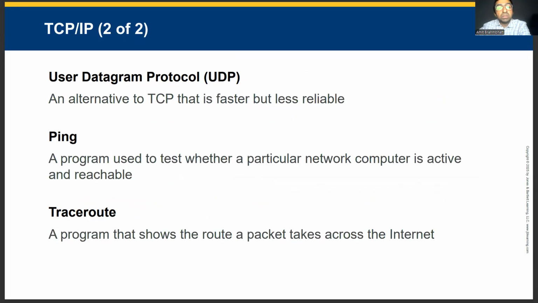UDP is a faster but less reliable alternative to TCP. It sends packets without ensuring they arrive, making it ideal for streaming and gaming where speed matters more than perfect delivery. Ping checks whether a remote computer is reachable, while traceroute maps the path taken by packets across the internet.